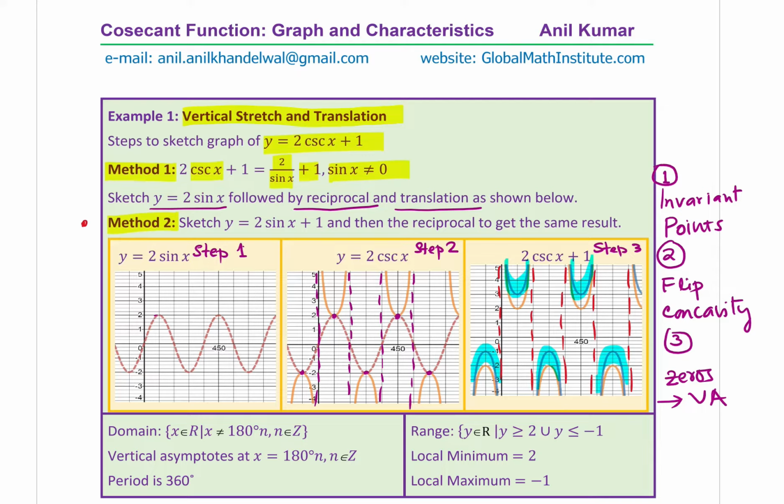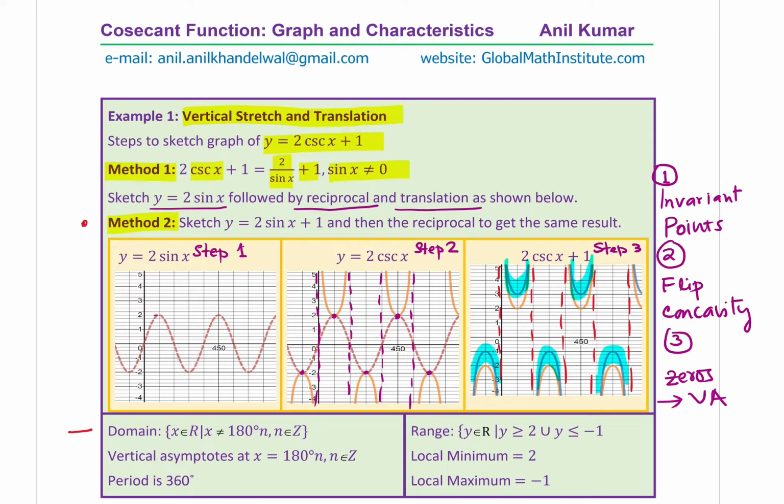So the local maximum for the sine function becomes the local minimum for the cosecant function, and the local minimum of sine becomes the local maximum. Perfect. Once you've done this, you can identify the characteristics of the cosecant function.